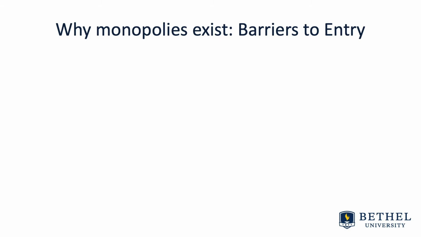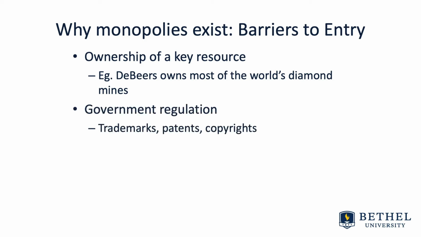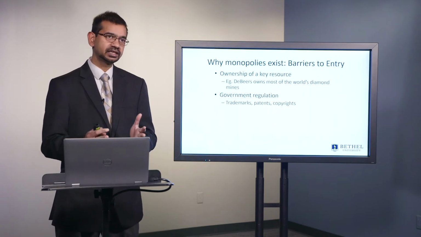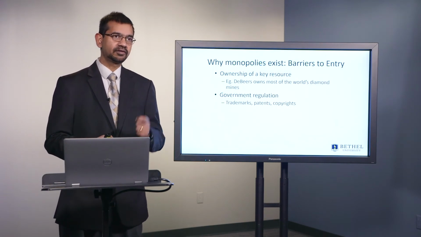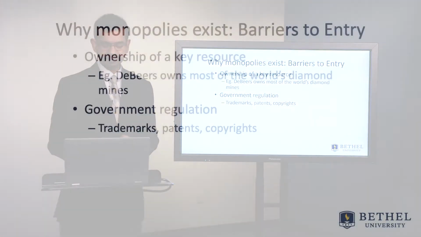The first reason that a monopoly might arise is that the monopolist controls a key resource. This is the case for De Beers, which controls most of the world's diamond mines. The second reason why monopolies might arise is if governments give them monopoly rights in the form of patents, trademarks, or copyrights. In this case, no other firm can produce that product or a process, and the holder of that patent or trademark has the sole rights to that product.